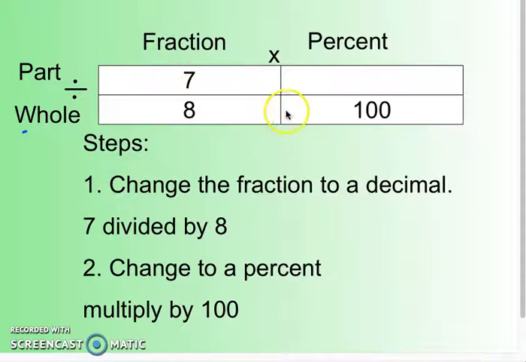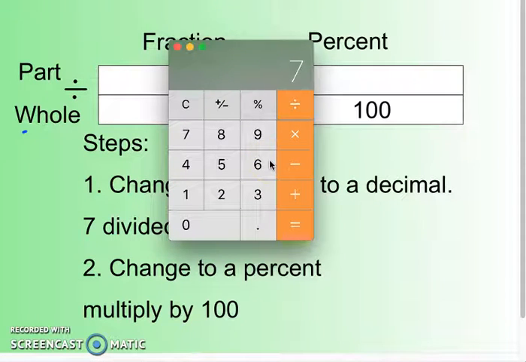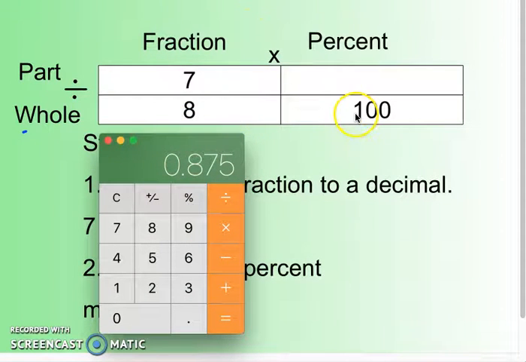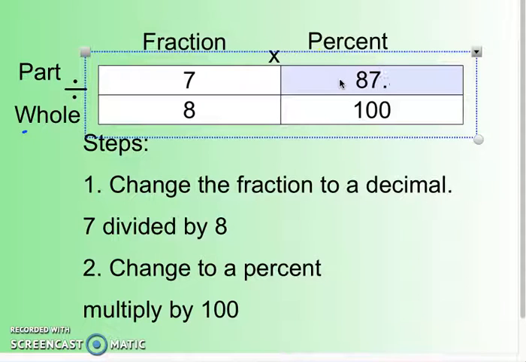When we cross over this middle line, it tells us that we need to multiply by 100. So we're going to take 7 divided by 8, which is, let's get our trusty calculator out. Okay, so 7 divided by 8 is 0.875. Then we cross over the line, so we multiply by 100. And so we get an answer of 87.5. We add a percent sign because it's 87.5%.